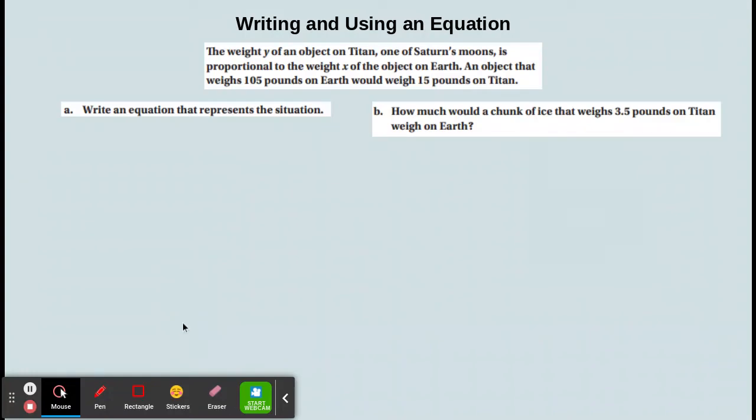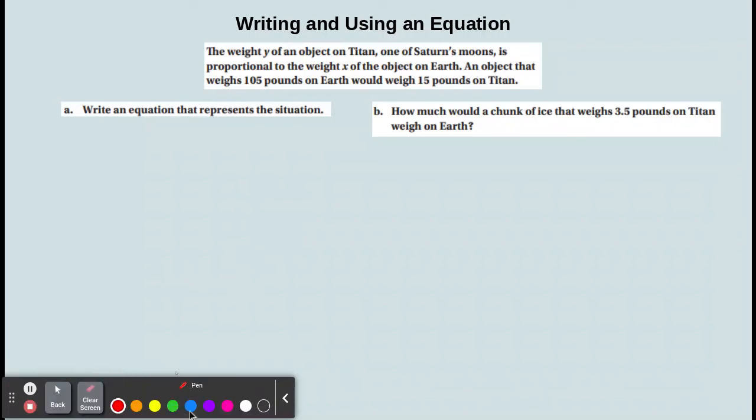Okay, so we can write and use an equation to help us predict. So here we have a situation where the weight y of an object on Titan, which is a moon of Saturn, is proportional to the weight x of an object on Earth. So an object will weigh y on Titan and x on Earth. Okay, so for instance, we have an object that weighs 105 pounds on Earth, and they're telling us that that weighs 15 pounds on Titan.